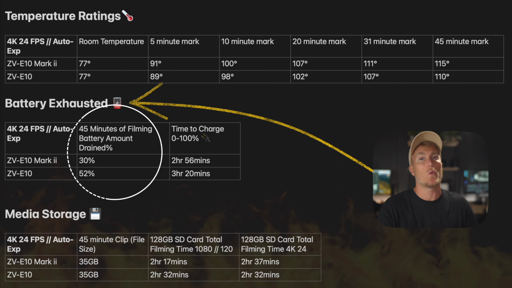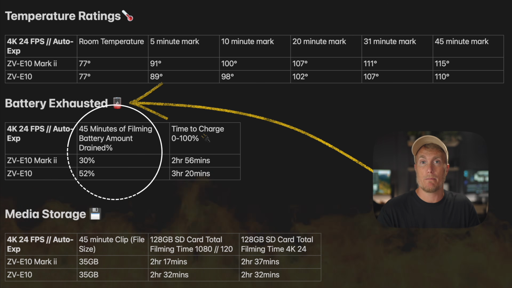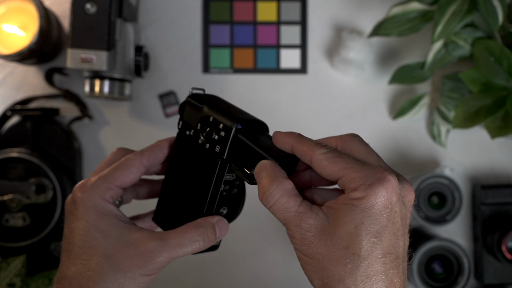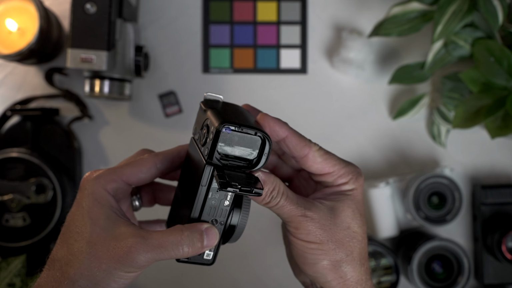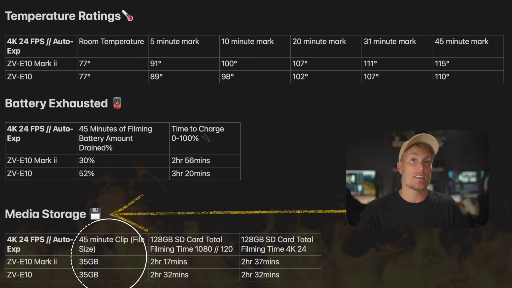because it only burned 30% of its battery during that 45-minute video clip. The Mark I burned 52% battery, which means you won't get as much battery life with the Mark I. With that said, you could buy third-party batteries with the ZV-E10 Mark I for a lot cheaper than you could buy third-party batteries with the ZV-E10 Mark II. Both 45-minute clips were 35 gigabytes in storage size.